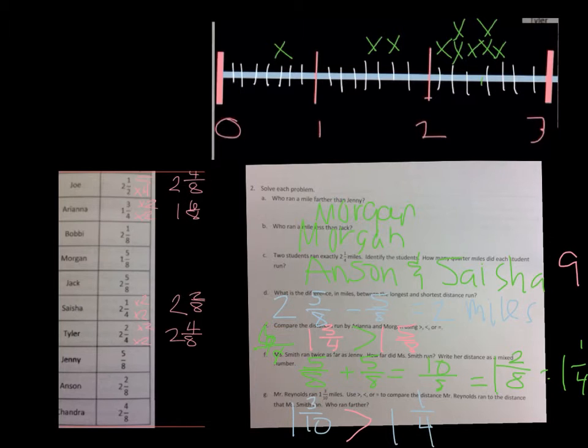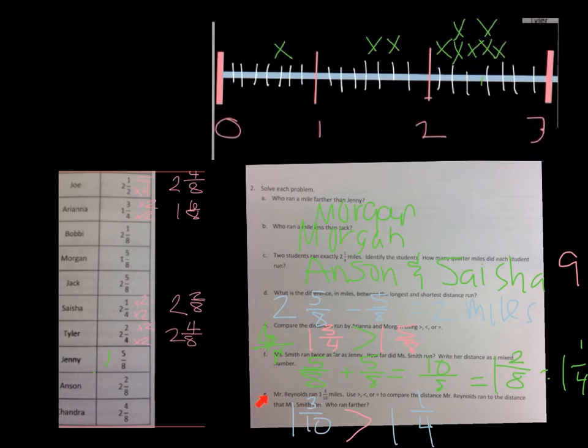F says Miss Smith ran twice as far as Jenny. How far did Miss Smith run? Write her distance as a mixed number. So if we know that Jenny ran 5/8 of a mile, then we need to take that number, and we see that Miss Smith ran twice as far. So we add it. So it's the same as multiplying it by 2. So 5/8 plus 5/8 equals 10/8. Remember, when we're adding fractions, our denominator stays the same. So when we add 5/8 plus 5/8, we get 10/8, which as a mixed number would be 1 2/8. We would simplify it to 1 1/4.